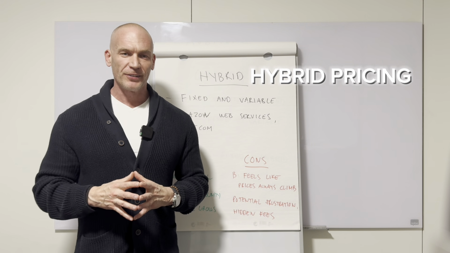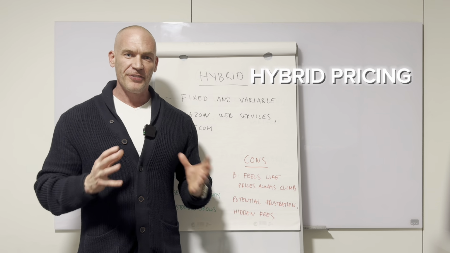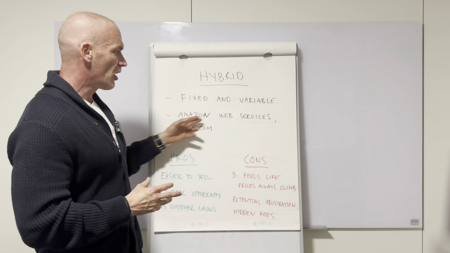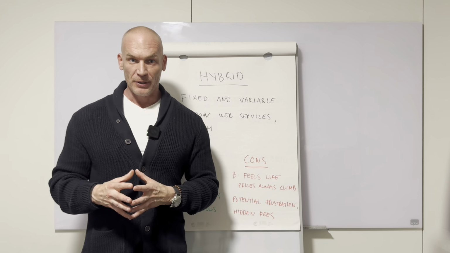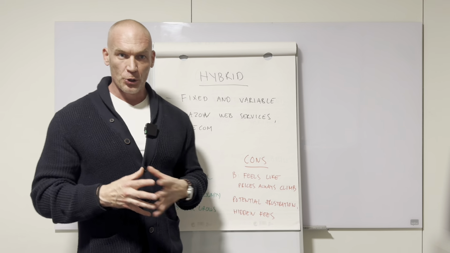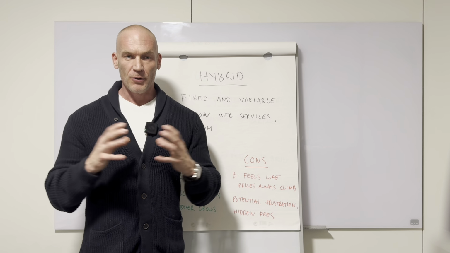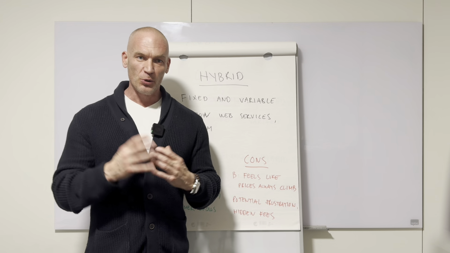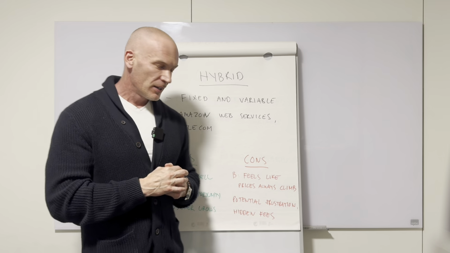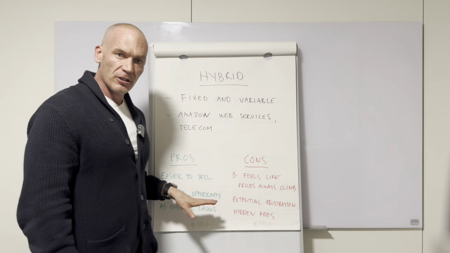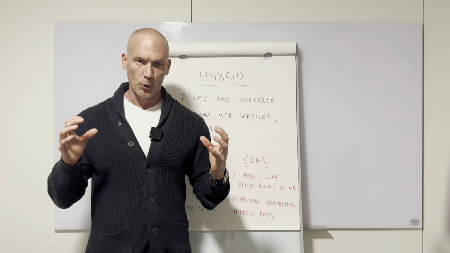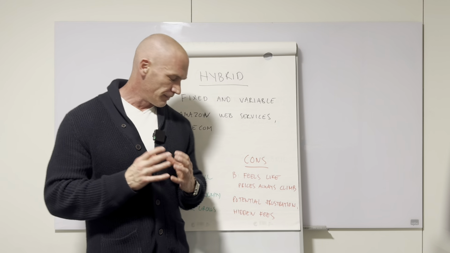The third model is hybrid pricing, which combines fixed and variable elements. This is popular with Amazon Web Services and telecom companies, for instance. With this model, you have a fixed and a variable portion. Usually your monthly fee just covers the basics, and then the additional usage, whether it's minutes or data, is charged separately. This is oftentimes easier for the seller to sell because the buyers oftentimes only look at that fixed portion, which can look very attractive.